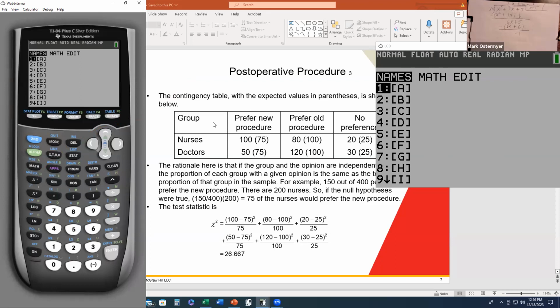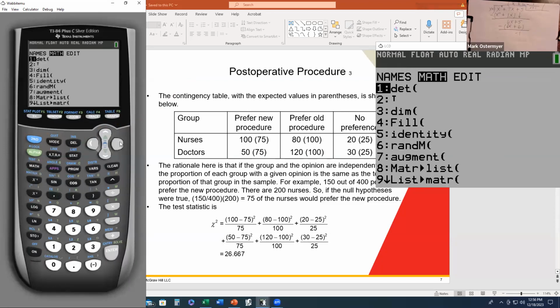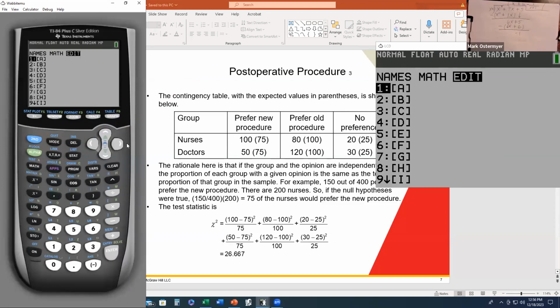We have a names, math, and edit menu in the matrix environment. We need to go over to edit. Now we're going to select matrix A. A matrix is like a table. It has rows and columns.